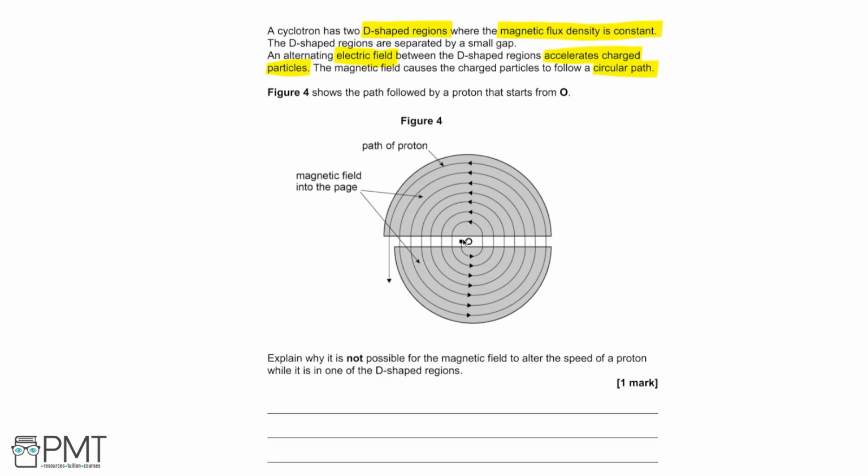So what we see is the proton starting from O. It's in the region of the electric field when it's outside the two D-shaped regions. Therefore, it accelerates towards one of the Ds, like so. In the D region, it takes a circular path, which will bring it back out of one D region and into the gap between the two, where it will be accelerated by the electric field again before going into the second D-shaped region, following a circular path, and so on.